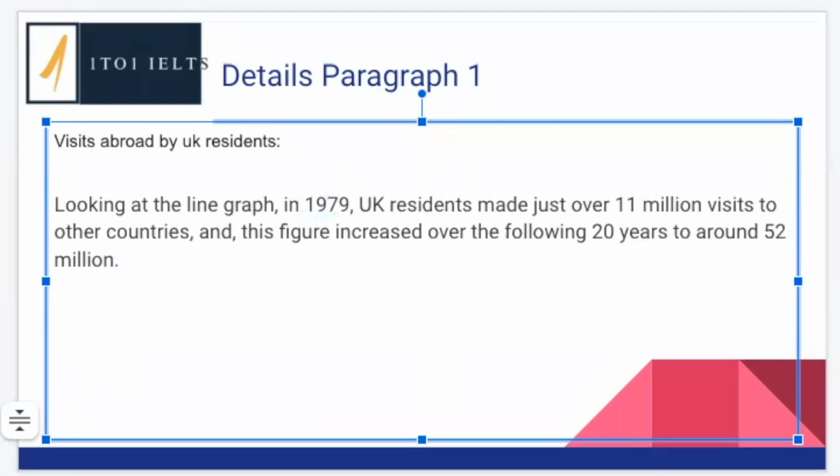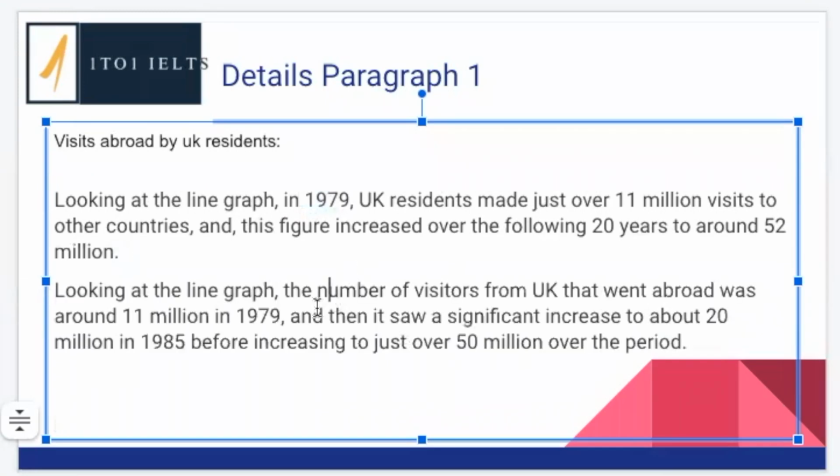Maricel, that was really good. Looking at the line graph, number of visitors from UK. Remember, when we refer to UK, we always refer to the place as the UK. The US is another one that's like that. So the number of visitors from the UK that went abroad was around 11 million in 1979.